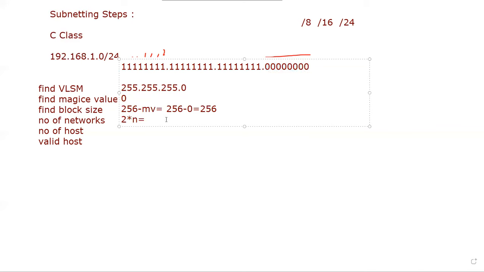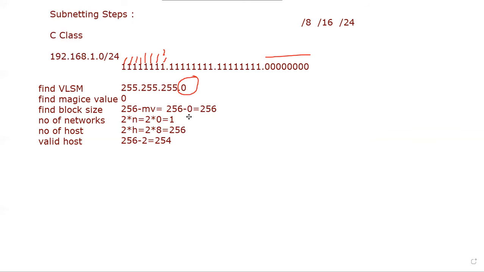There is no on bit there. 2 raised to power 0 is equal to 1. So 8 zeros are there. So host value is 2 raised to power h, 2 raised to power 8. So this is 256. So valid hosts are 256 minus 2. This is the formula, 254. These are the steps used in subnetting. Now, what we need to find.